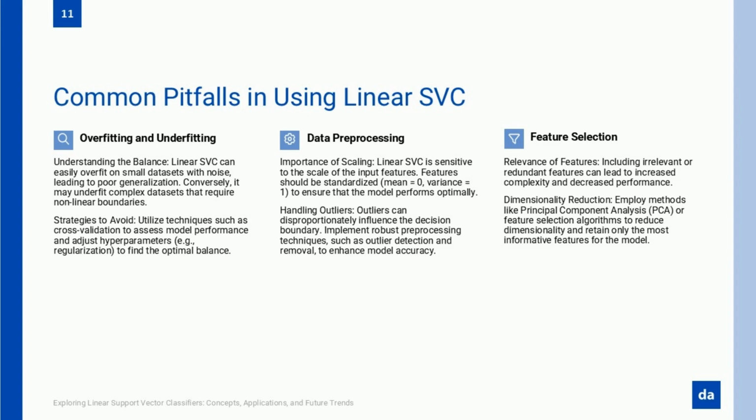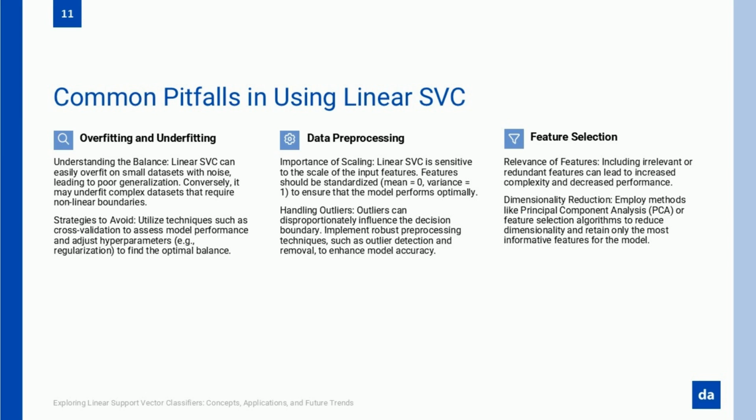If even a single outlier falls far from the main cluster, it can pull the decision boundary towards it, leading to misclassifications and reduced generalization. Robust pre-processing techniques like outlier detection and removal can prevent this from happening.